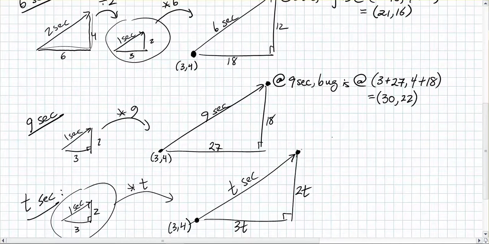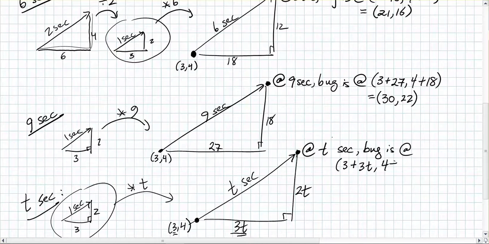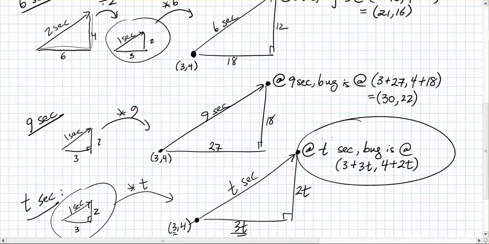And my endpoint, so at t seconds, the bug is at 3 plus 3t, so the x was originally 3, and then I moved 3t to the right, and the y was originally 4, and I moved 2t up. So that's where I am at t seconds. So that's how you do part A. Right?